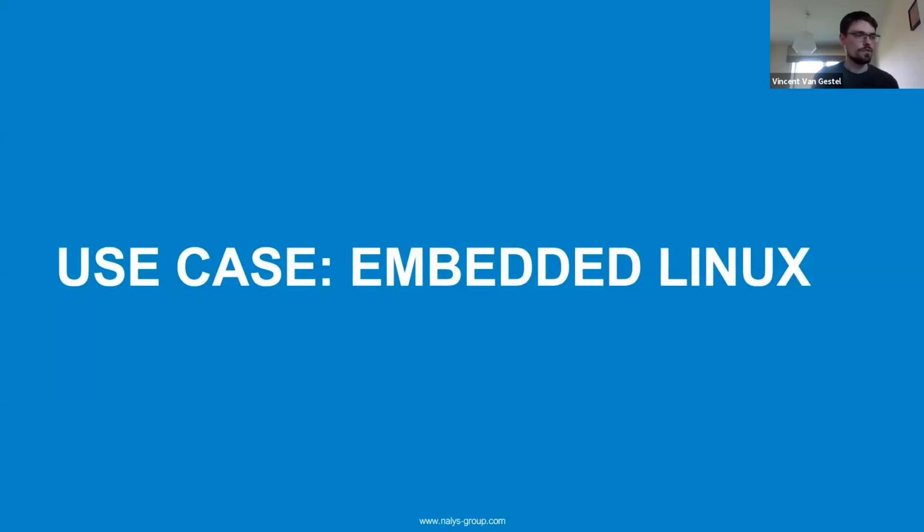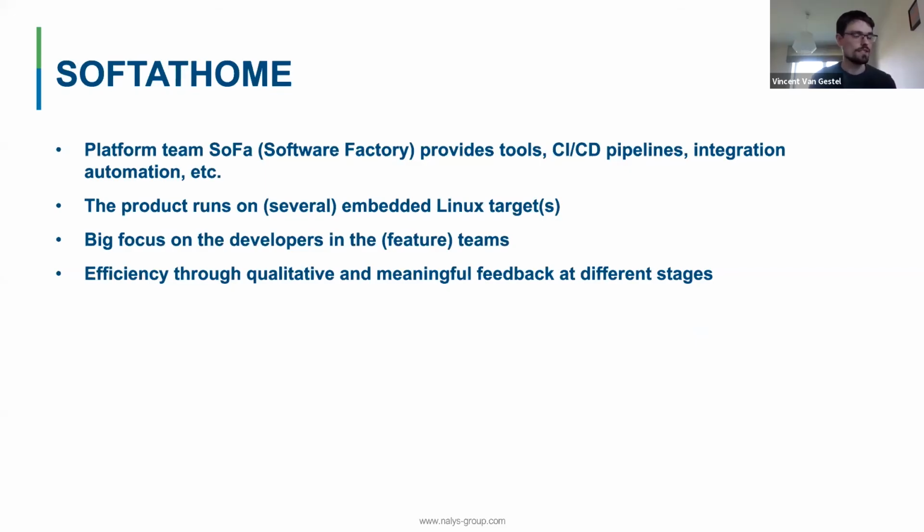So let's first do the embedded Linux one. This is an example done at Softathome, where I am part of the SOFA team, or software factory. We are a platform team providing tools, CI/CD pipelines, integration automation, and so on. Softathome is a company that develops software for home gateways, set-top boxes, smart Wi-Fi, IoT, and so on. And their software runs on embedded Linux.